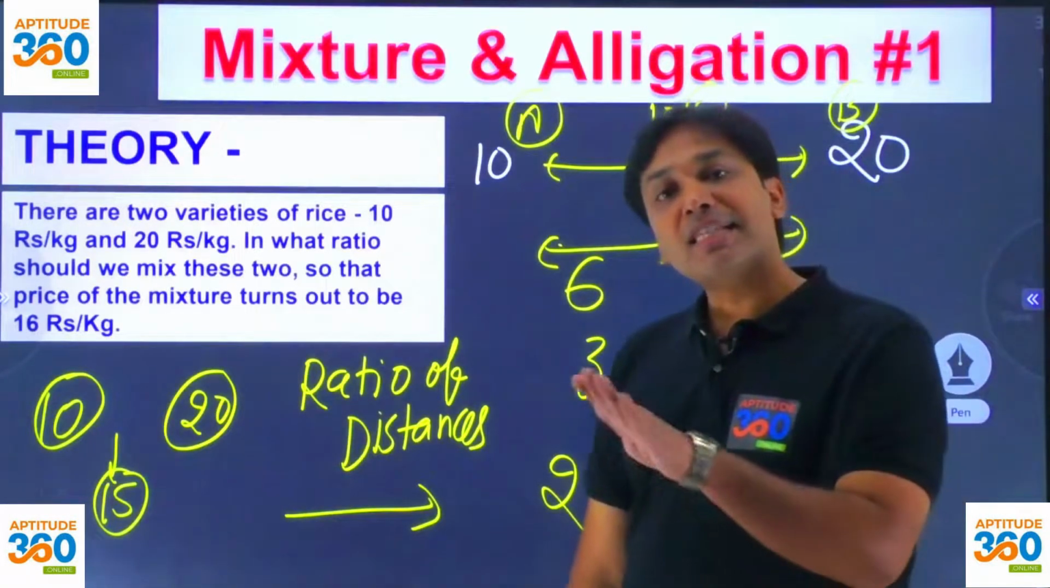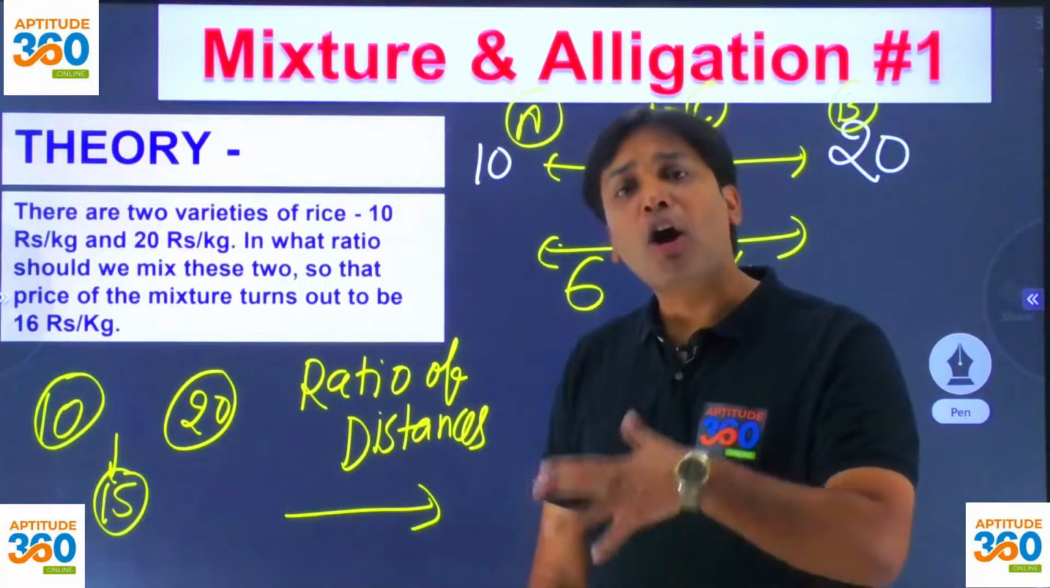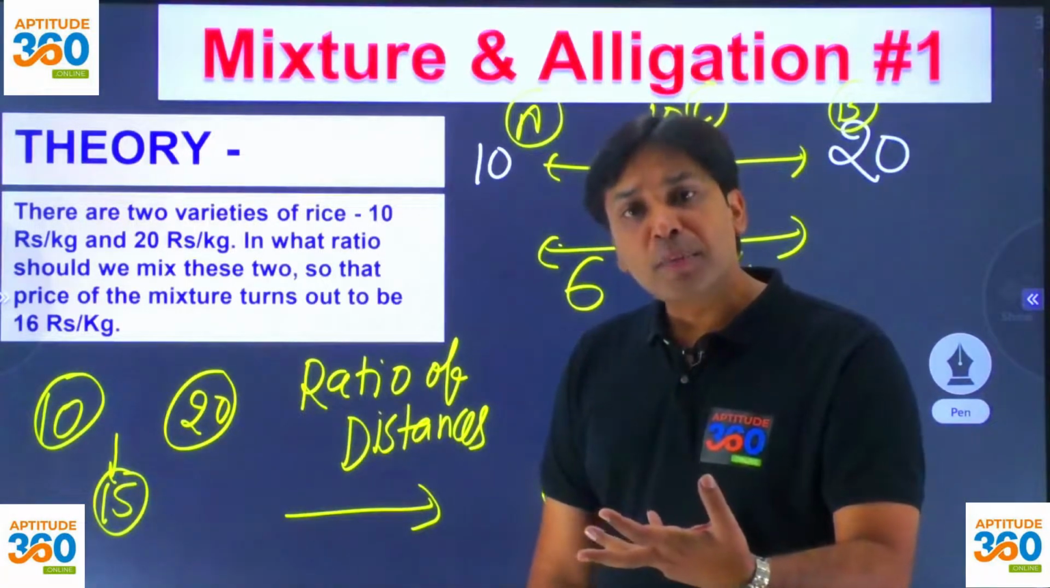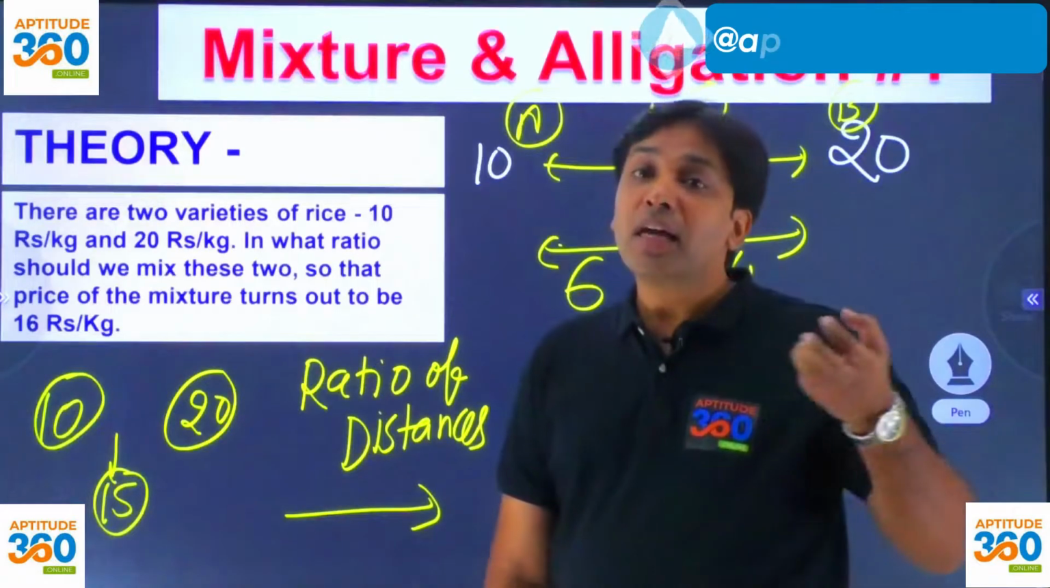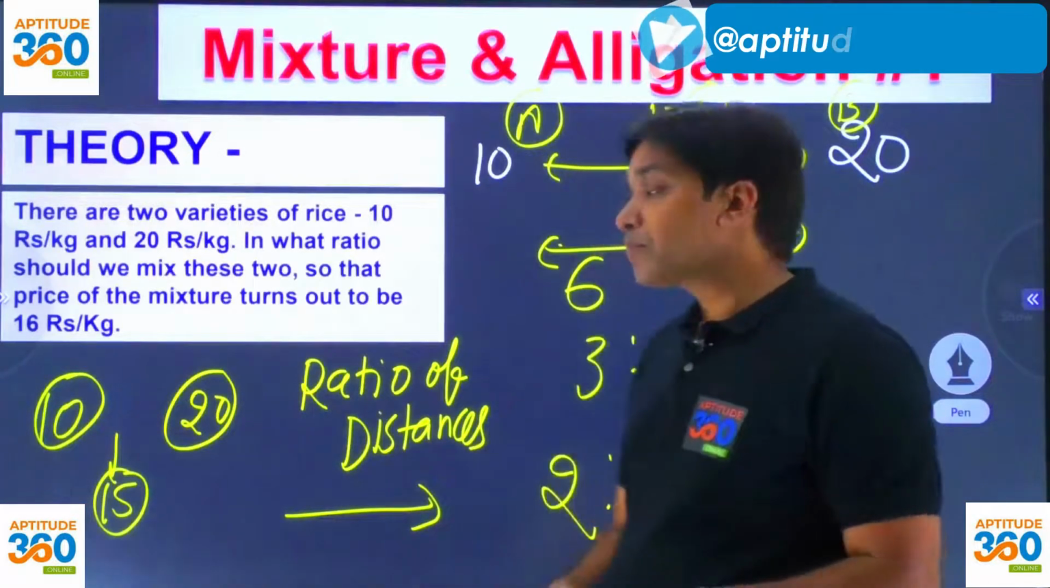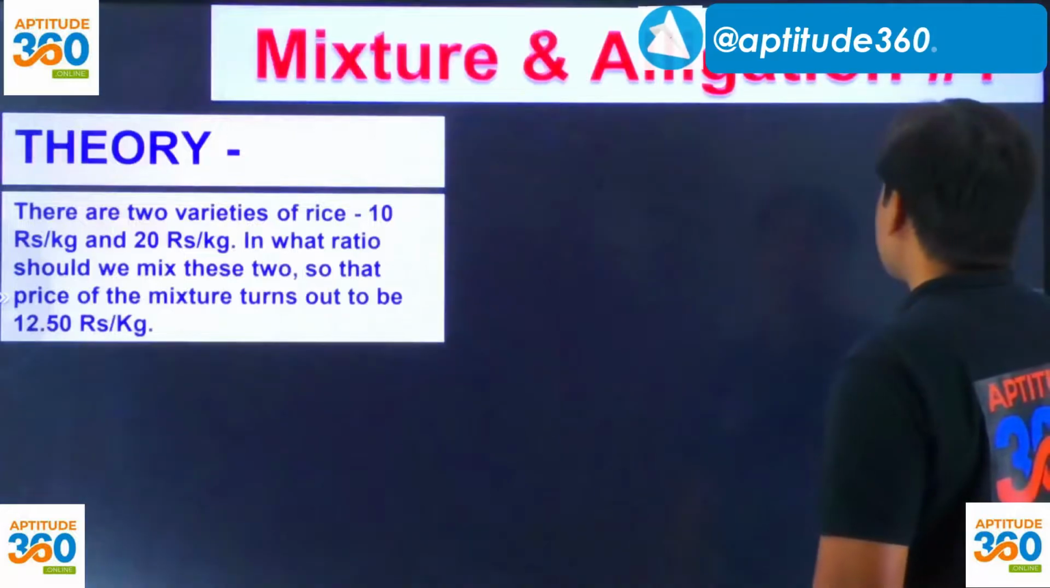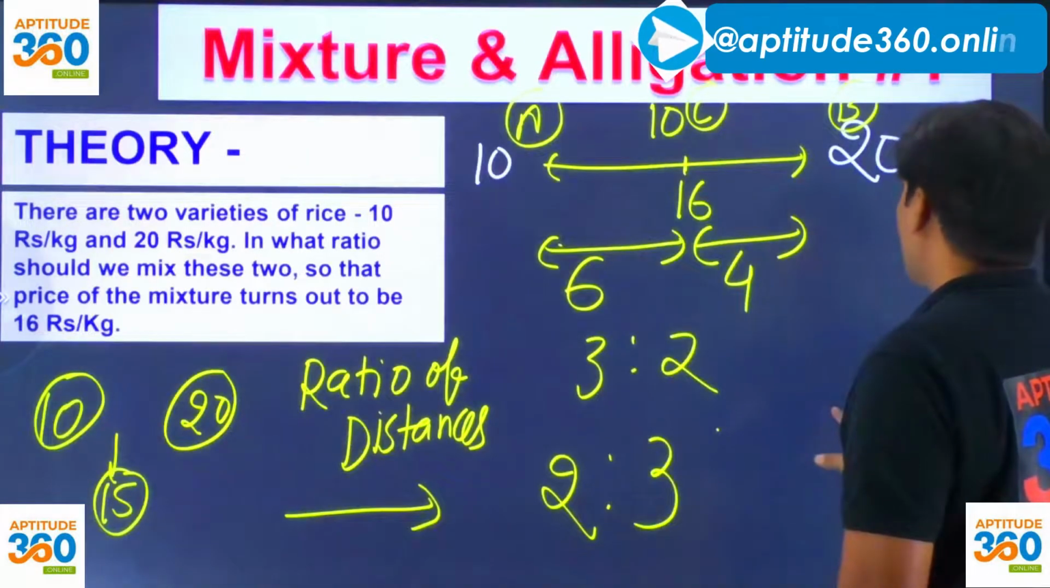16 वाला बनाना है, 17 वाला बनाना है, 18 वाला बनाना है, obviously 20 rupees per kilogram rice must be more than 10 rupees per kilogram rice. So in what ratio we should be mixing them? We should be mixing them in 2:3 ratio.